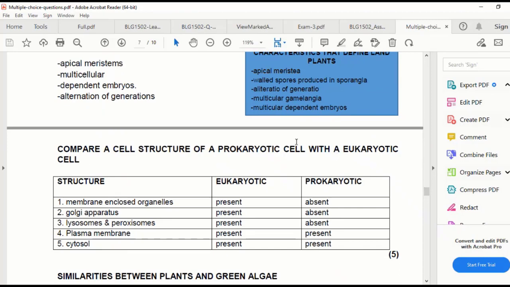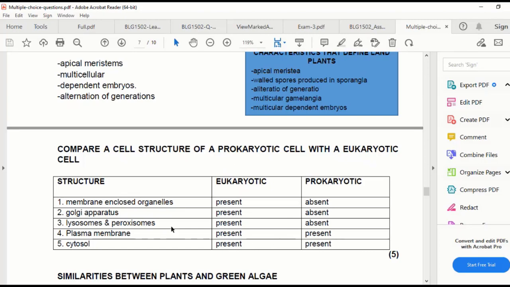Compare a prokaryotic cell with a eukaryotic cell. This one we all agree is our national anthem. It will come, you should expect it, and when you expect it, know that it's going to be there. We'll talk about membrane-enclosed organelles, Golgi apparatus, lysosome, peroxisome, which are present in eukaryotes. On the prokaryotic side, they're absent. The Golgi apparatus is present in the eukaryote and absent in the prokaryote.